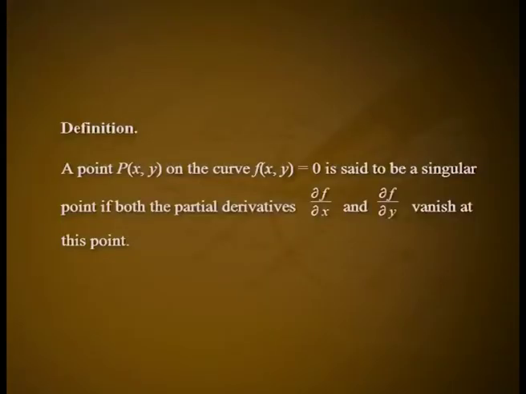If at some point P(x,y) the partial derivatives ∂f/∂x and ∂f/∂y vanish, then dy/dx is indeterminate. In such a case, the point P(x,y) is called a singular point. Definition. A point P(x,y) on the curve f(x,y) = 0 is said to be a singular point if both the partial derivatives ∂f/∂x and ∂f/∂y vanish at this point.